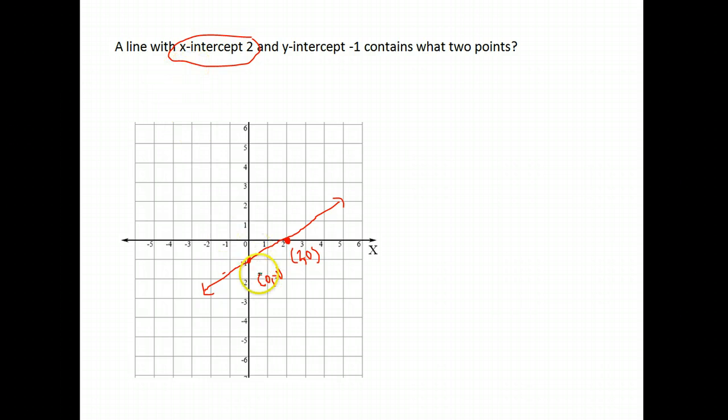So notice you can shortcut this without actually graphing. X-intercepts, you put the number for your x and a 0. Y-intercepts, you put the number for your y and a 0 for your x. Okay, so notice this is x, y. You put your x here, make the other one 0. For your y-intercept, again, x, y, you make your y coordinate your intercept and the other one 0.